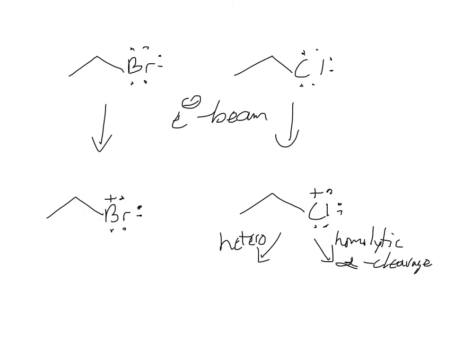So the carbon-bromine bond is always going to do heterolytic cleavage. It will never do alpha cleavages, and that's because of its size. Bromine's bigger, and so the carbon-bromine bond is weaker, and it's just easier to break it heterolytically.